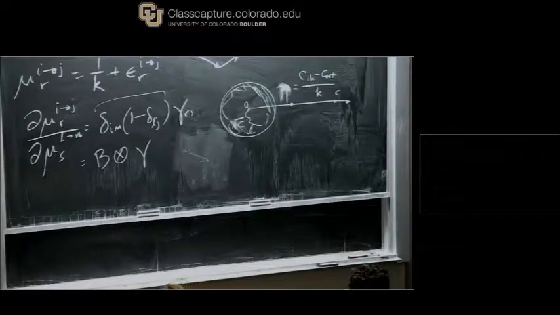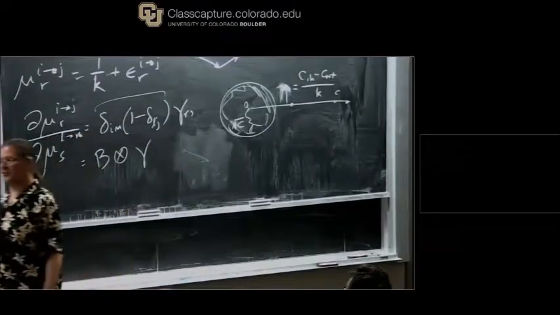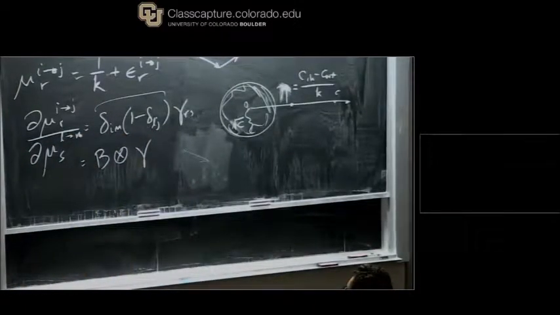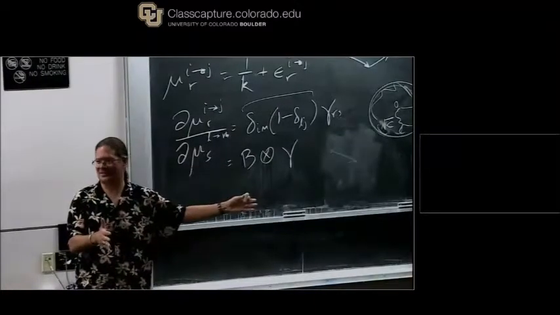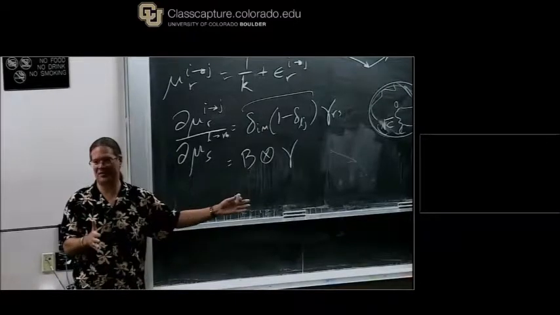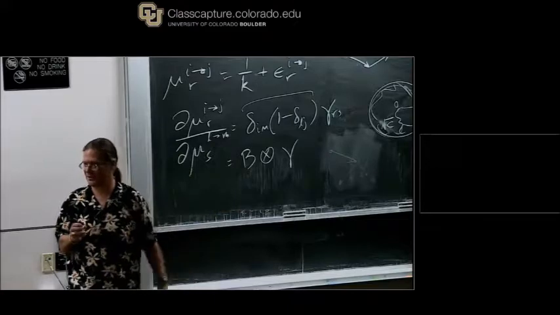OK? So for instance, if there are only two communities, this corresponds to an eigenvector which is mostly positive on one community and mostly negative on the other. OK? We like this eigenvector. This eigenvector would tell us something about the community structure.